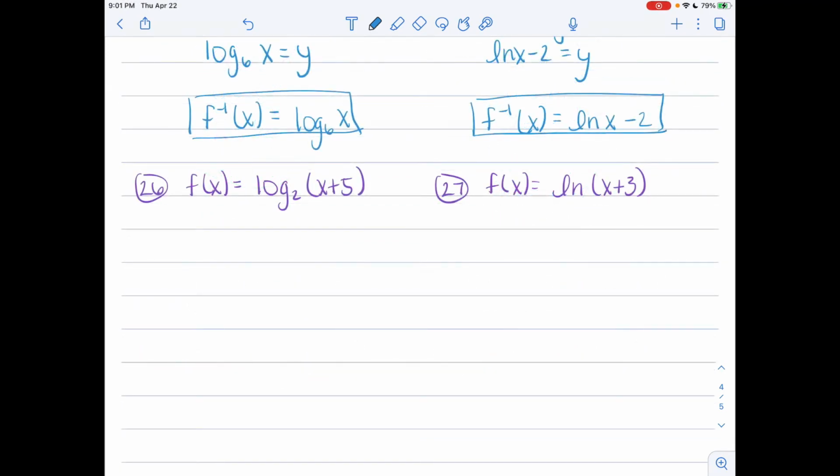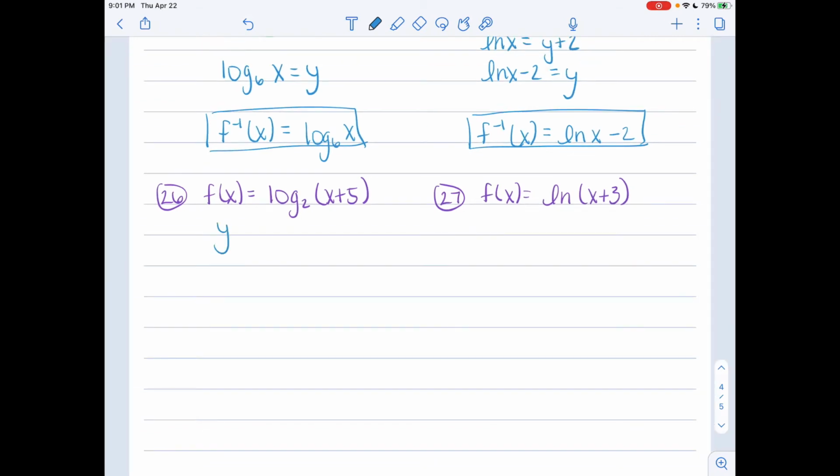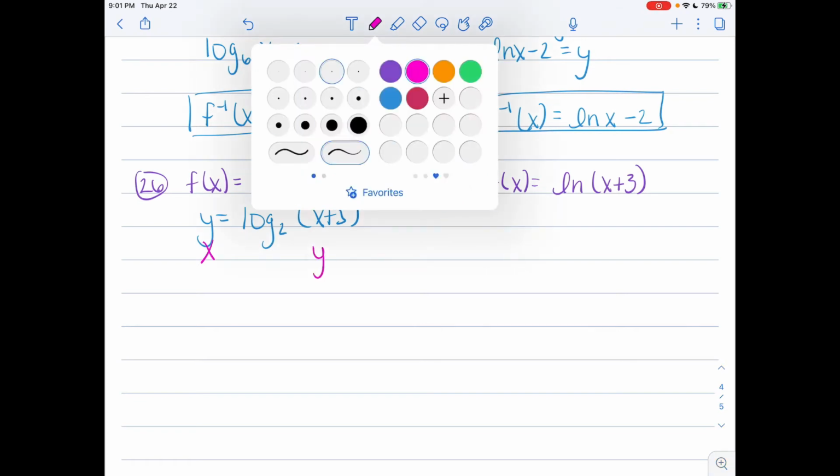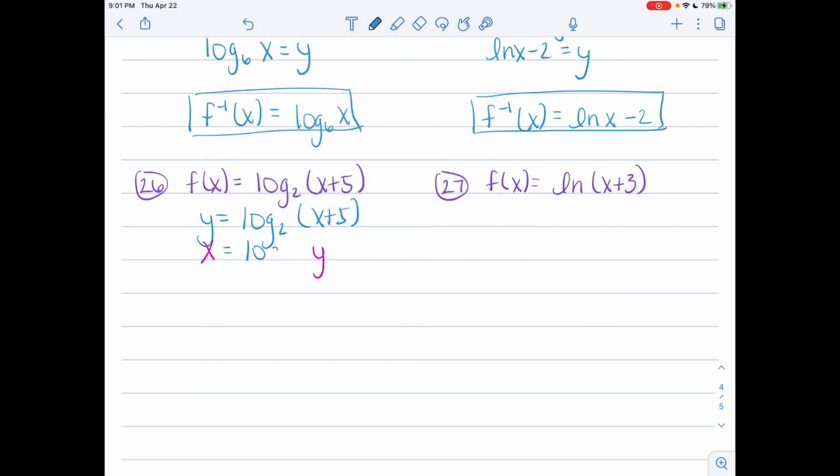Now we're going to try a couple where we are starting with a log function. We're expecting our inverse to end up as an exponential function. So let's try the first one. Same as before, y is equal to log base 2 of x plus 5, and then swap out the x and the y. So we'll have x here, we'll have y over here, and I'm going to fill in the rest. x equals log base 2 of (y plus 5) in parentheses.